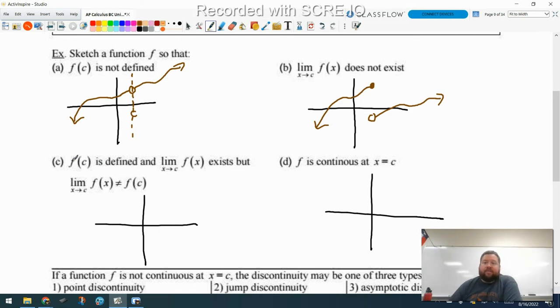All right, part C, f of c is defined. The limit does exist, but they don't equal each other. So that would be where like a function might go, didn't mark my C here. The function might approach an open circle like this. So that limit exists because it's approaching the same value from the left and the right, but then the closed circle value is somewhere else. All right, so the limit is not equal to the value of the function. All right, and then a continuous function would be where the function is approaching that closed circle value from the left and the right.